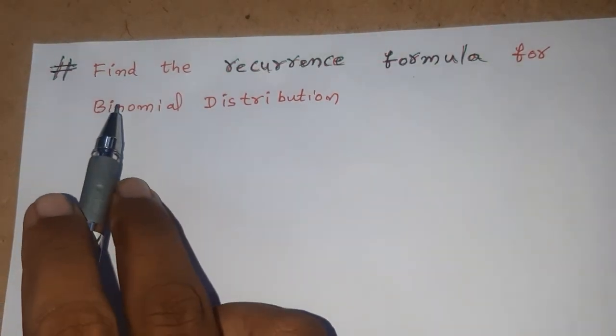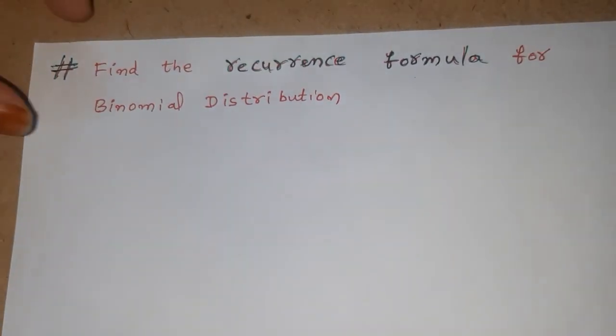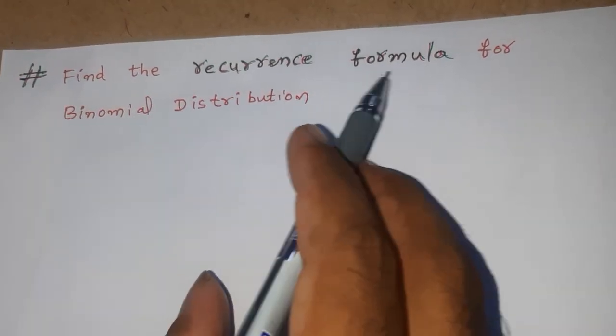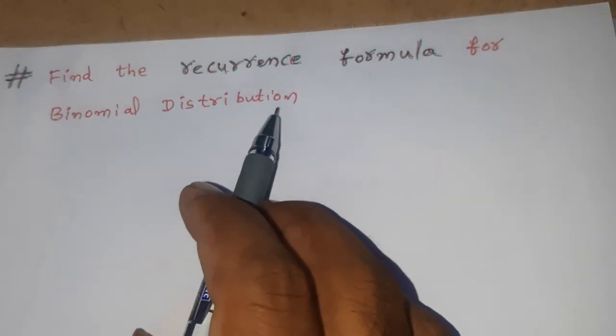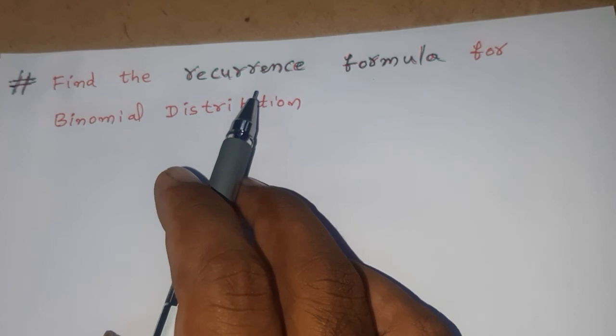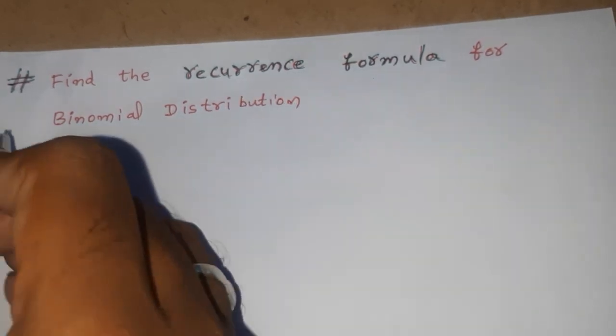Okay, students, let us go to the problems of binomial distribution. Here is the problem. Find the recurrence formula for binomial distribution. What is a recurrence formula? What is the use of a recurrence formula? How to find out the recurrence formula?